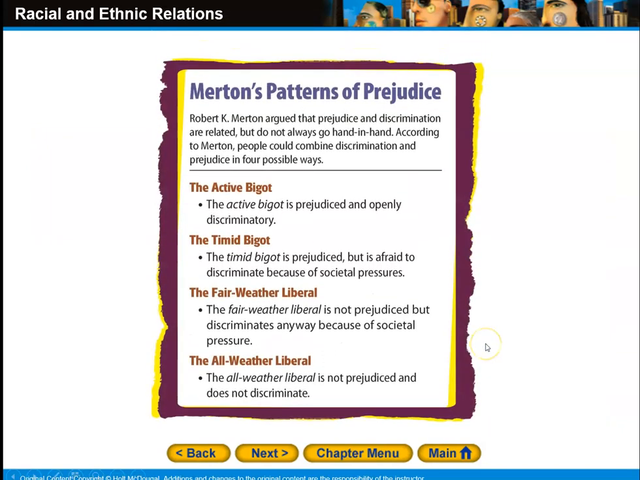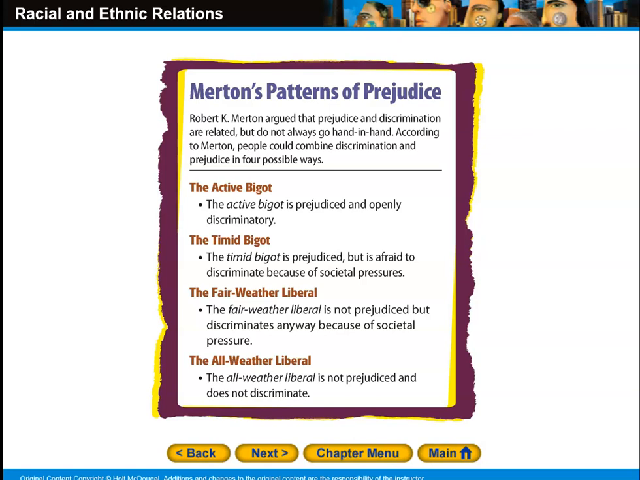Merton's pattern of prejudice. Robert Merton argued that prejudice and discrimination are related but do not always go hand in hand. According to Merton, people could combine discrimination and prejudice in 4 possible ways.